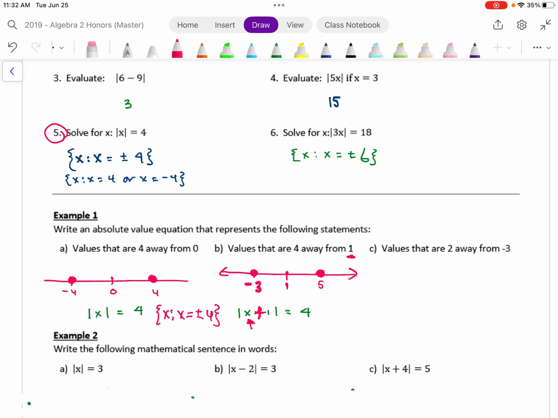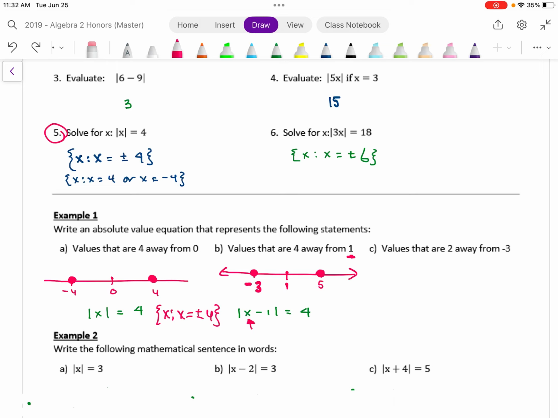A lot of people mistakenly put in a plus here. Like they say, oh, it's x plus 1. But look, if I substituted in a negative 3 here, negative 3 plus 1 gives you a negative 2. The absolute value of negative 2 is definitely not 4. And the goal when we're solving is to make a true statement. So therefore, the only way that this would work is if it's x minus 1.